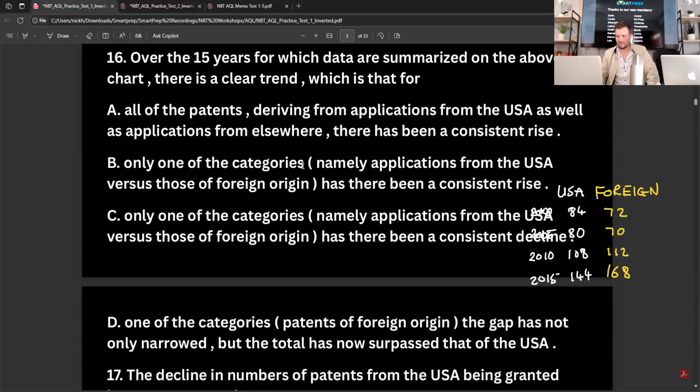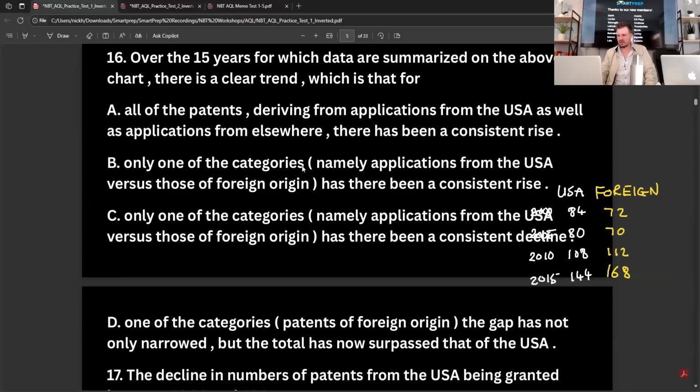Only one of the categories, namely the applications from the USA versus foreign origin, has been a consistent decline. That's not true. One of the categories, the gap has not only narrowed, but the total has now surpassed the USA. Well, that is actually more correct. Because there was a slight decline from 2000 to 2005, there was a consistent rise if we look at the general trend, but there was that year where they both declined. So D is the more correct answer because one of the categories, the gap has not only narrowed, but has now surpassed that of the USA.